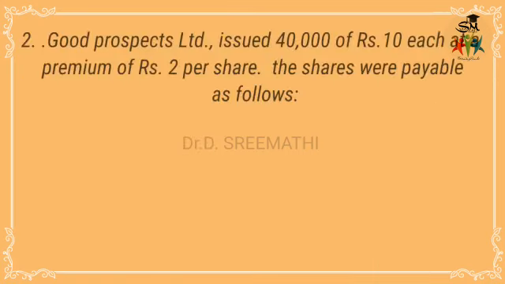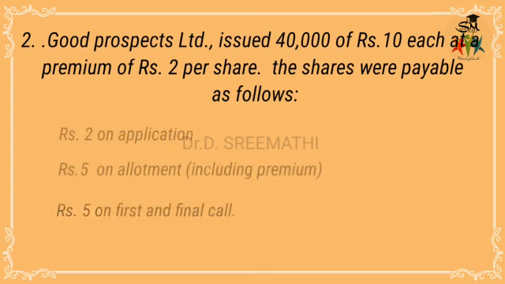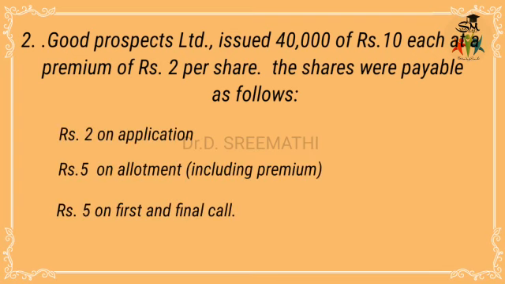And the next problem is when all the forfeited shares are not reissued, that is, part of the forfeited shares are reissued and part of the forfeited shares are kept in the company itself. See the problem. Good Prospects Limited issued 40,000 shares of ₹10 each at a premium of ₹2 per share. The shares were payable as follows: ₹2 on application, ₹5 on allotment including premium, and then ₹5 on first call and final call. How could you know this premium amount? See, the face value of the share is 10 rupees and 2 rupees premium. So 3 rupees on allotment, 2 rupees premium.